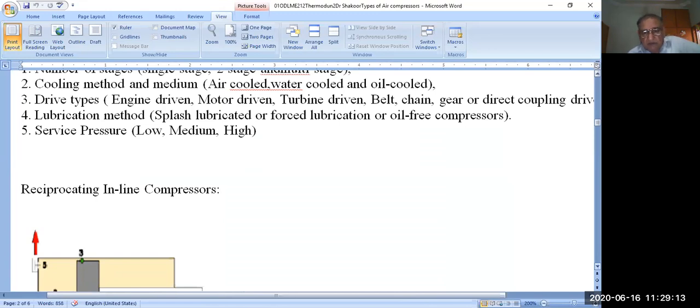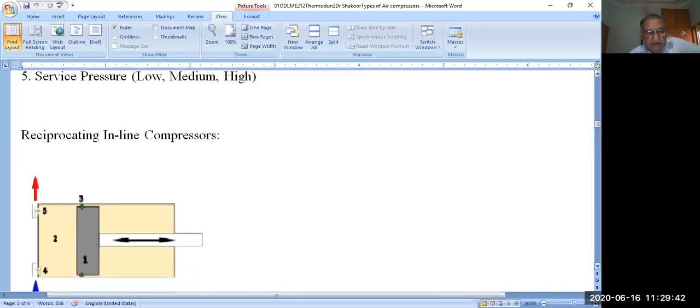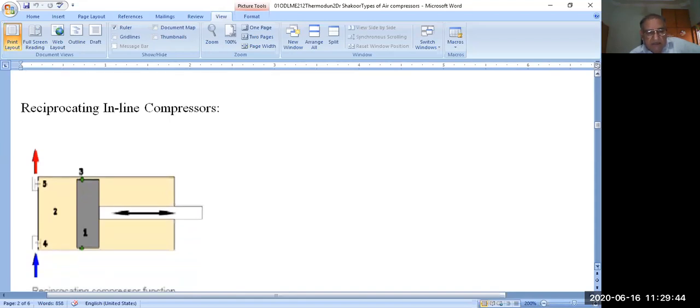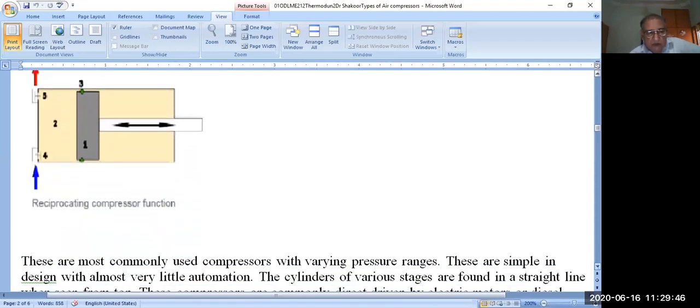Drive types may be engine driven compressor, motor driven, turbine driven, belt, chain, gear, or direct coupling drives. Lubrication methods also vary: splash lubricated, force lubricated, oil free compressor. From the point of view of service pressure, they are classified as low pressure compressors, medium pressure, and high pressure compressors. For reciprocating inline compressors, the principle of working is shown here.